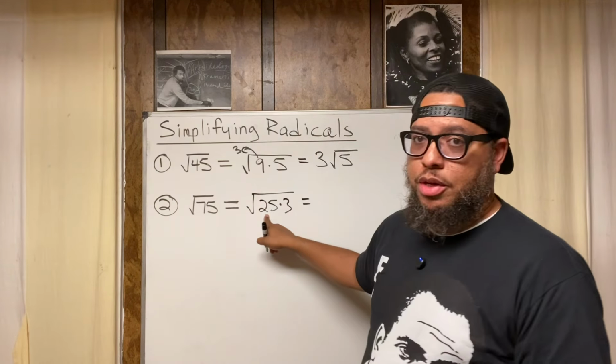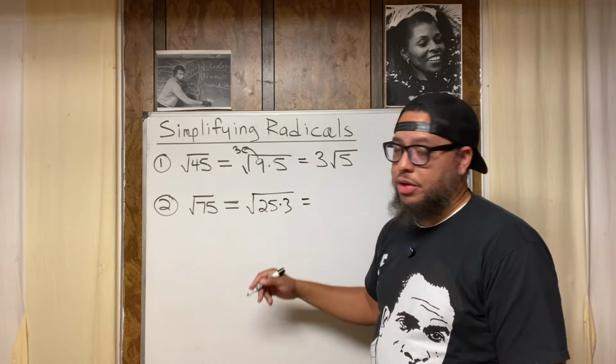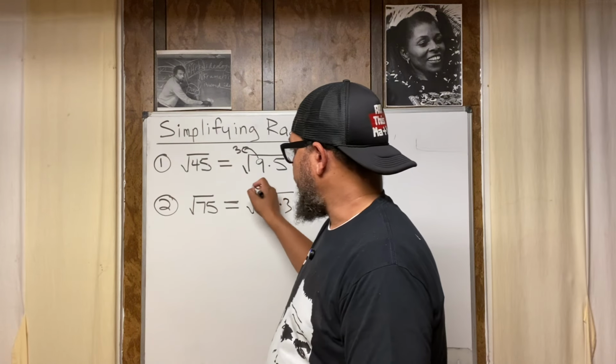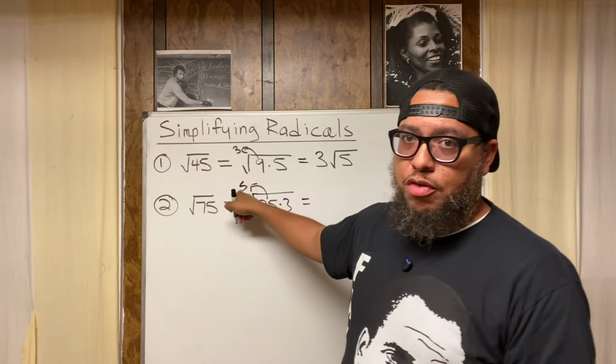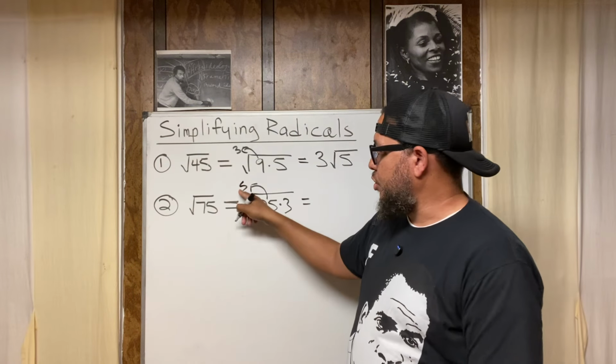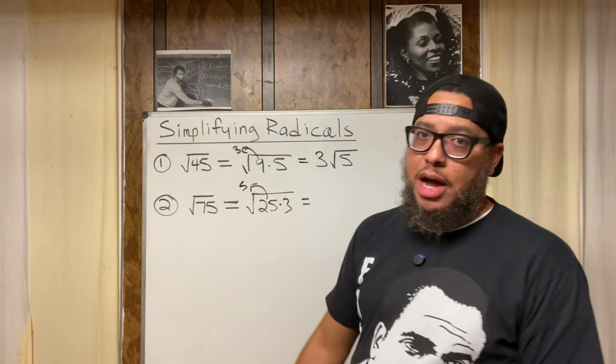And then what do I do with that 25? That 25 is a perfect square. That's perfect. He coming out. 25 is coming out the house and turn into a 5. Why does it turn into a 5? I always ask why. Why does it turn into a 5? Because the square root of 25 is 5.